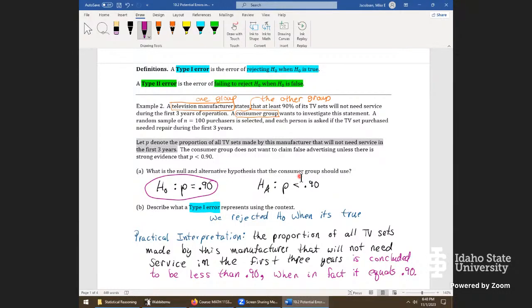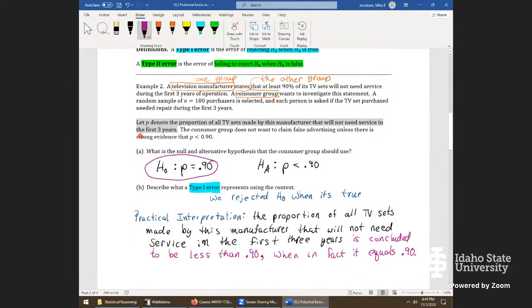Let's think about this. Who would this upset the most? Would it be the consumer group or would it be the manufacturer group? Definitely. We just said that your TVs are terrible. Less than 90% are going to need repair, or excuse me, less than 90% will not need service in the first 3 years. That's a weird way they wrote down that parameter there. And so this upsets the manufacturers the most.